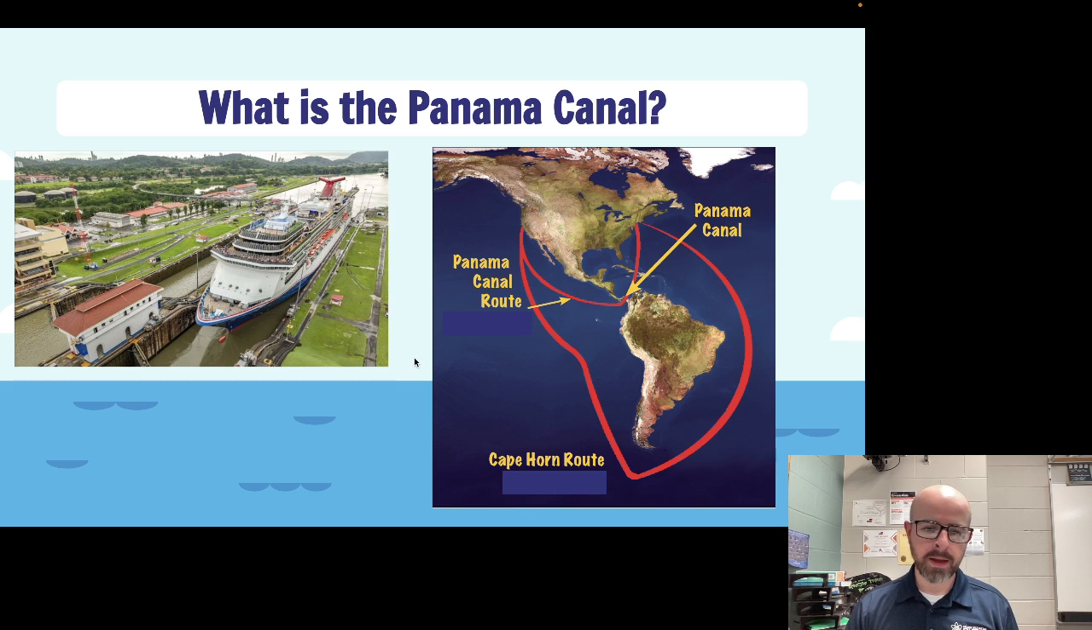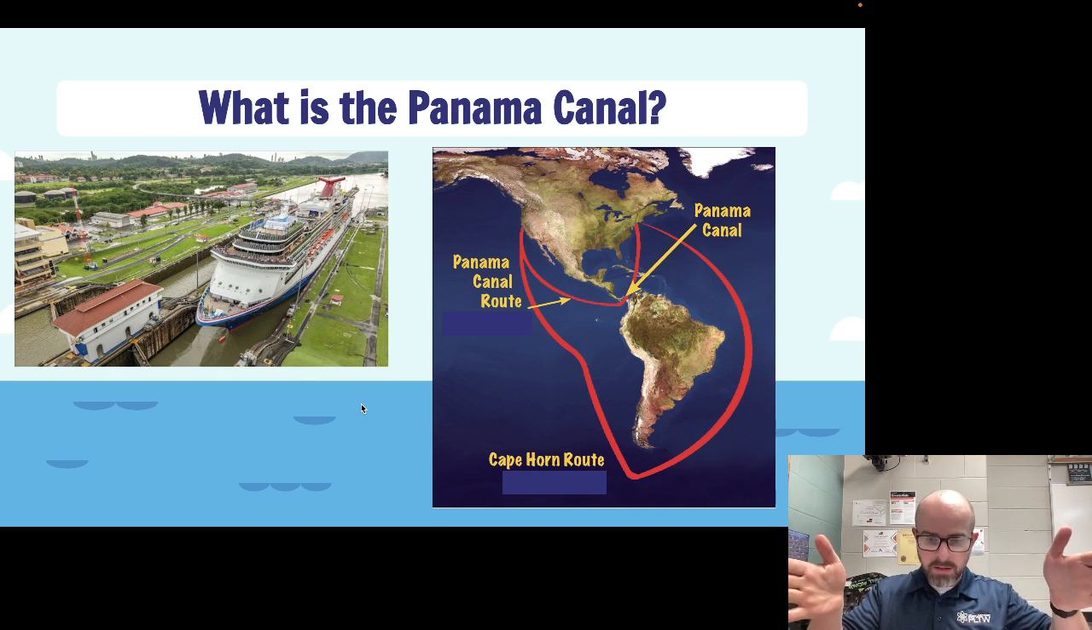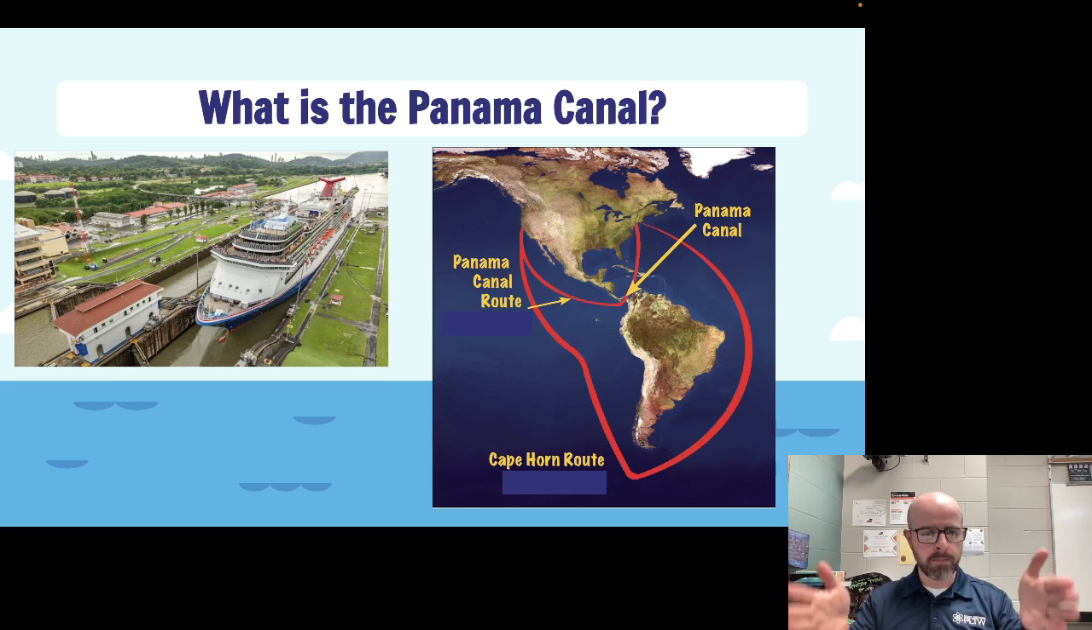Here's the thing though, you can see from my picture here, the canal is only so big. If your ship is bigger than that, you cannot go through the Panama Canal. And they do make ships bigger than the Panama Canal. So, if your ship fits, you can go the Panama Canal route. If your ship does not fit, you have to go the Cape Horn route to get from one side of the world to the other. So that's what this is going to be about.